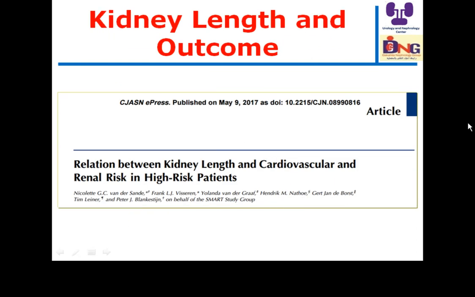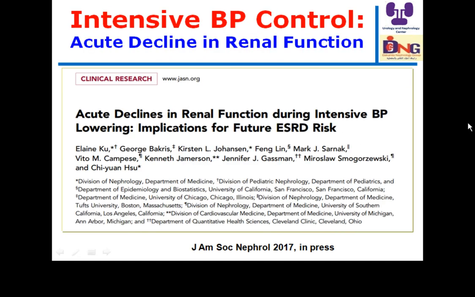Another important point in the diabetic person is the renal length. Because you may say that the longer the length of the kidney, the better the outcome. But in this paper, the reverse is true. The bigger the kidney and the higher the length of the kidney, the more the prediction of cardiovascular outcome, because the long kidney may predict or may diagnose the presence of hyperfiltration that is linked with the start of the pathology.